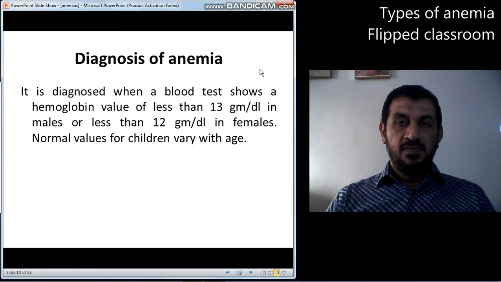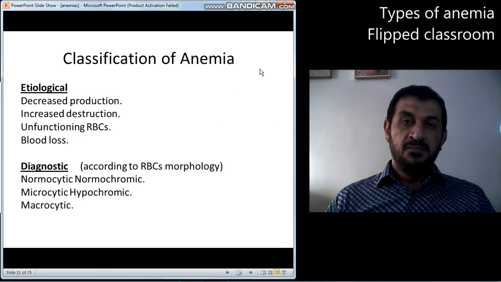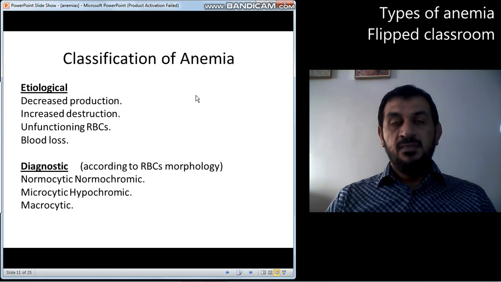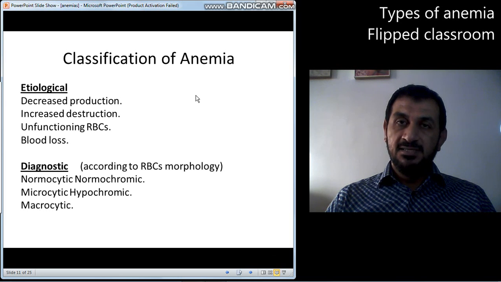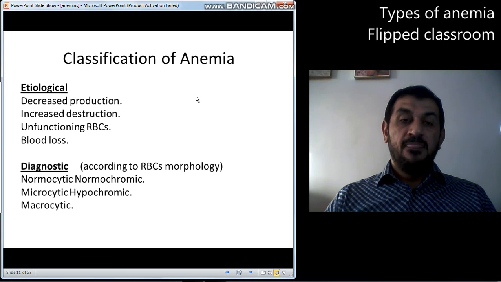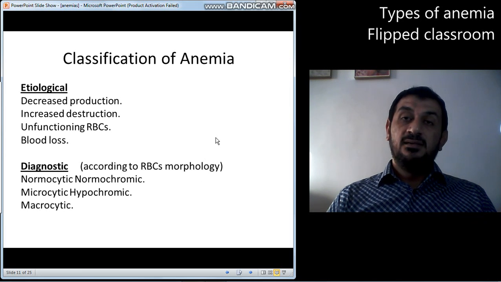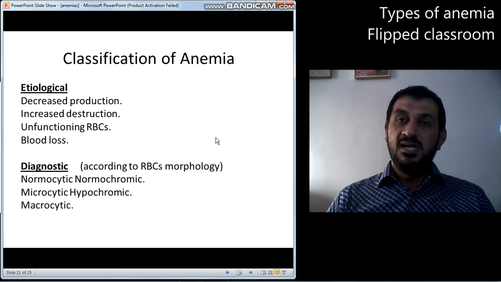Let's talk about anemia. Anemia is diagnosed when hemoglobin level is less than 13 gram per deciliter in males and less than 12 gram per deciliter in females. To classify anemia, it may be classified according to etiology. It may be due to decreased production or increased destruction of RBCs, or a defect in the function of hemoglobin or blood loss. It also may be classified according to RBC's morphology. It may be a normocytic normochromic anemia, or microcytic hypochromic anemia, or macrocytic anemia.